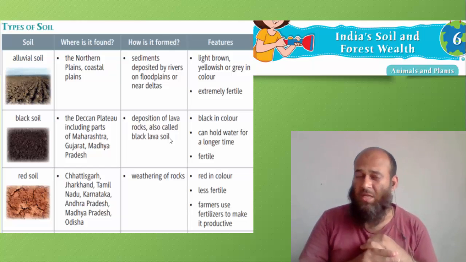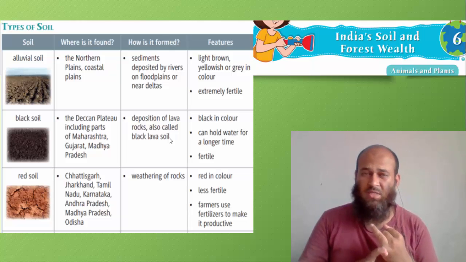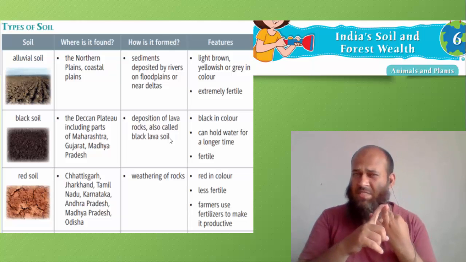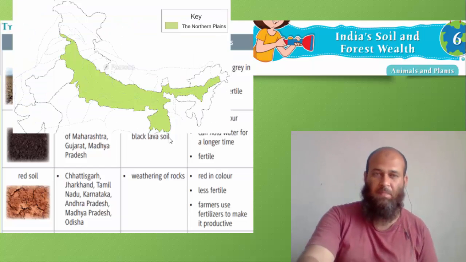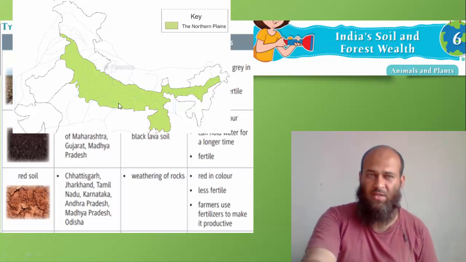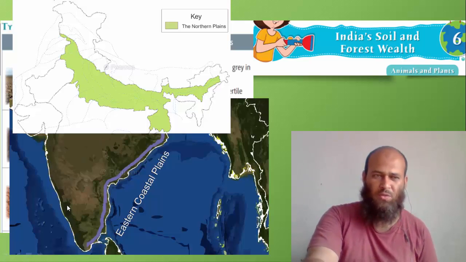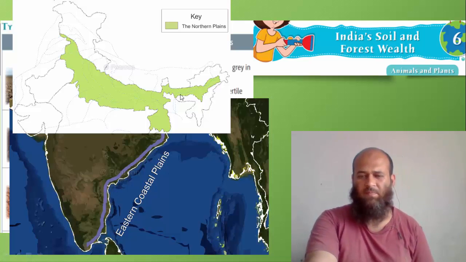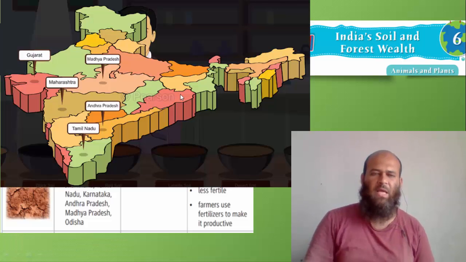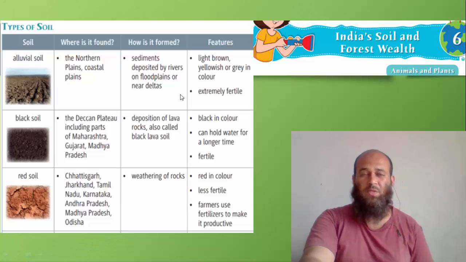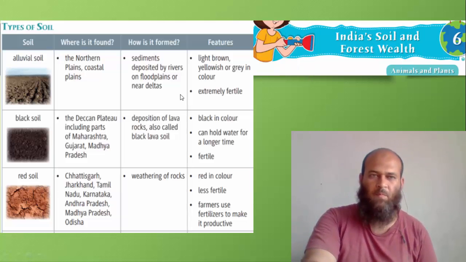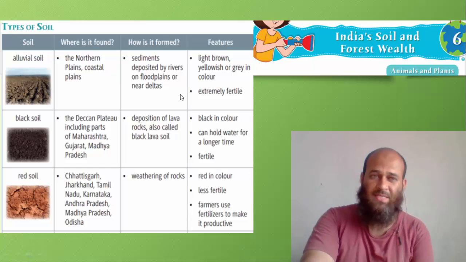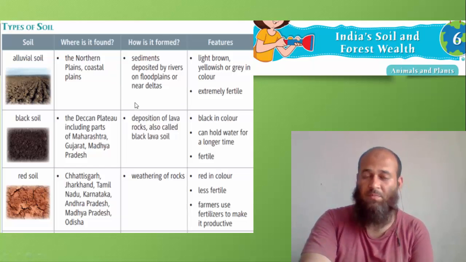But how does it look? Alluvial soil is light brown. It is sometimes yellowish or gray in color. Extremely fertile. It's found in the Northern Plains and in the coastal regions, eastern and western coastal plains. Then, which states do we find it in? We find it in different states like Uttar Pradesh, Bihar.